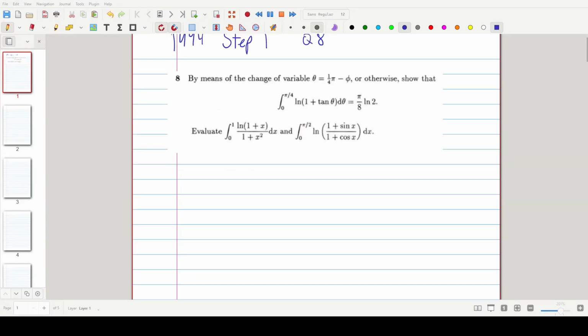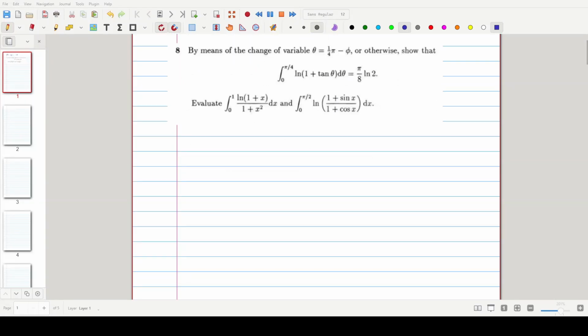Yes guys, it's Jad from Jad Maths here, and I'm going to do this question from 1994, step 1, question 8. So we're going to start off by doing this first integral. So we have the integral from 0 to pi over 4 of ln(1 plus tan theta) d theta, right? And we're told to use this substitution.